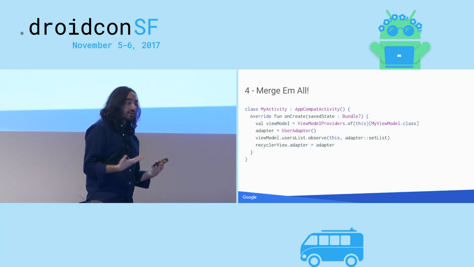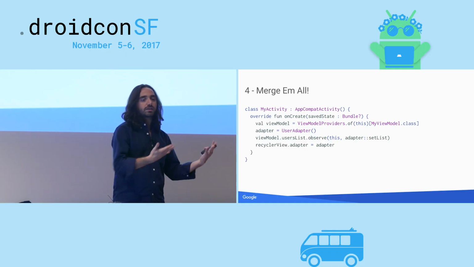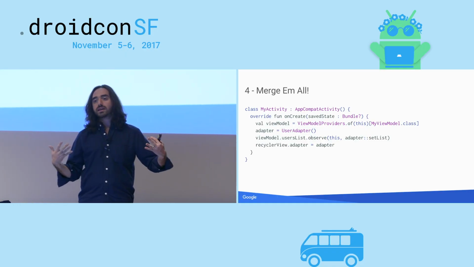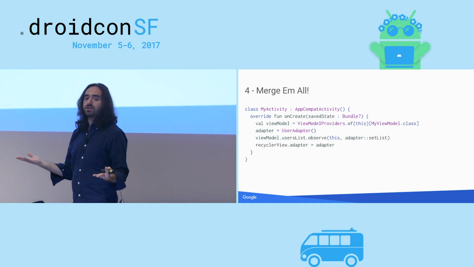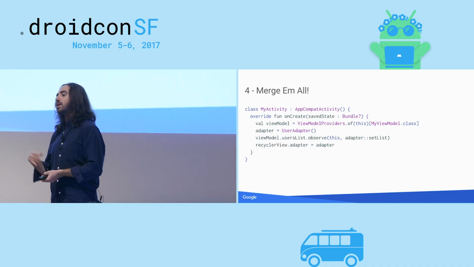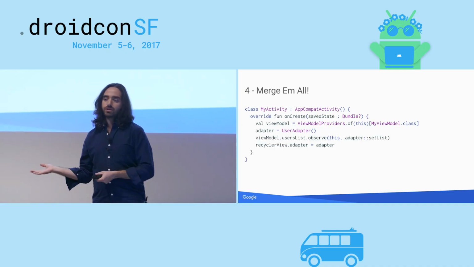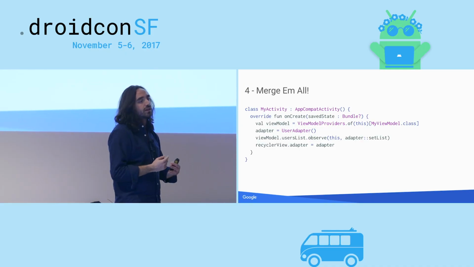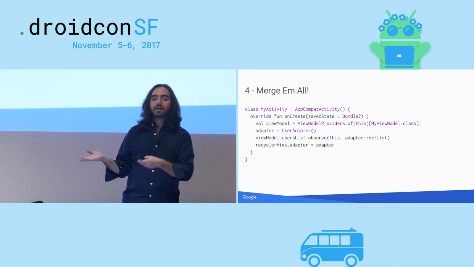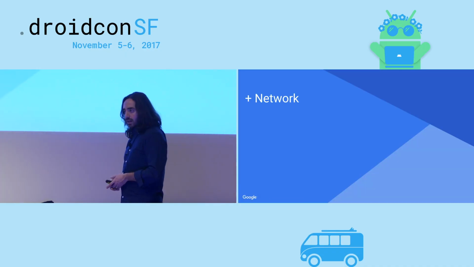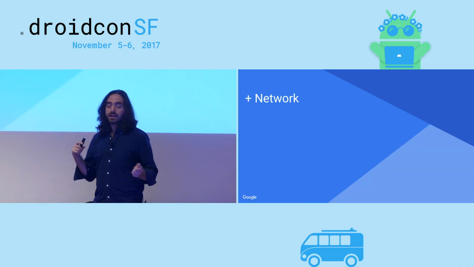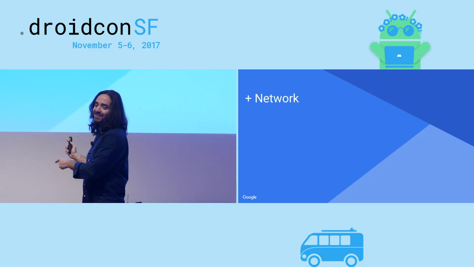Now, this is all you need to do. You declare all these pieces of machinery, and it works. Then after this, you don't need to do anything else. You change the database, it automatically updates the UI. Or if you have a network source, then you implement the data source factory. Again, it just works.